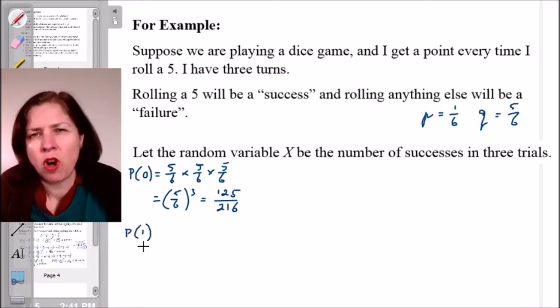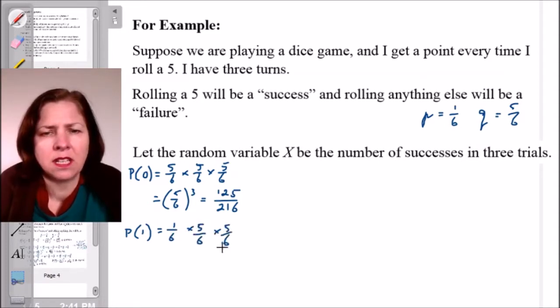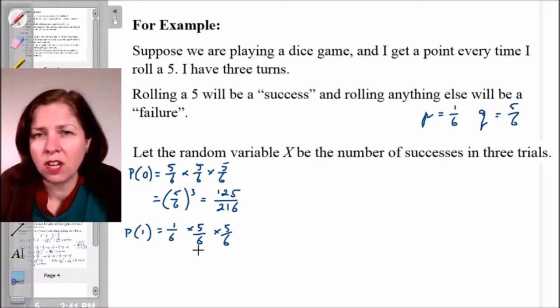Okay, let's look at the probability of getting 1. This is a little bit more complicated because I could get a 5 the first time, or the second time, or the third time. So if I get a 5 the first time, it will look like this: 1/6 times 5/6 times 5/6. The 1/6 for getting the 5, and then the 5/6 because on the second toss of the dice I didn't get a 5, and then the third roll of the dice, I didn't get a 5.